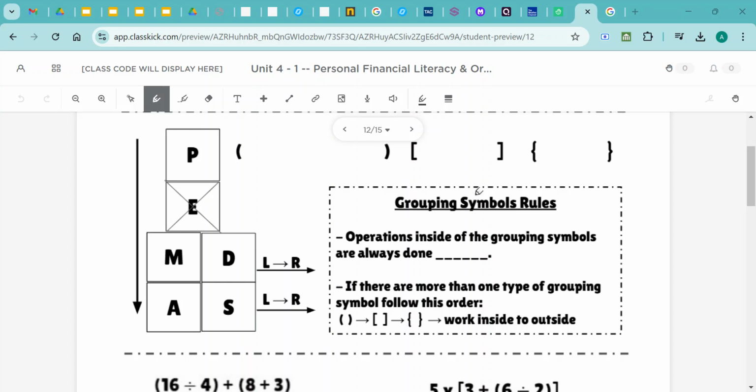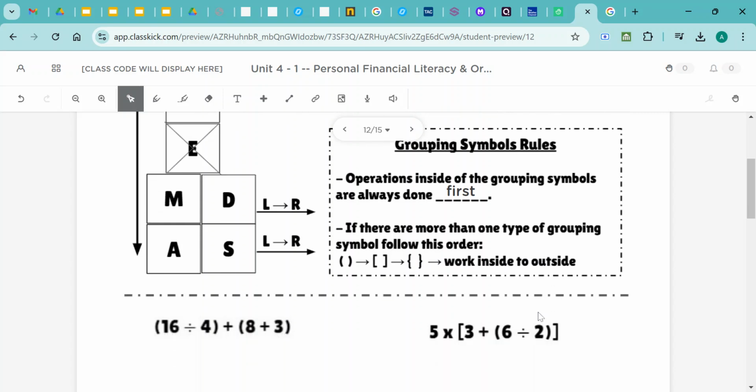Now, whenever we have grouping symbols, remember the operations inside of the grouping symbols are always what you do first. So whatever's going on in those parentheses or those grouping symbols, that is what you need to solve first. It's what your eyes need to be looking out for because that needs to be done first. Now, if we have more than one type of grouping symbols, you're always going to solve the parentheses, then the brackets, then the braces. You always work inside to outside. So we're going to get some practice doing that today whenever we have multiple types of grouping symbols.